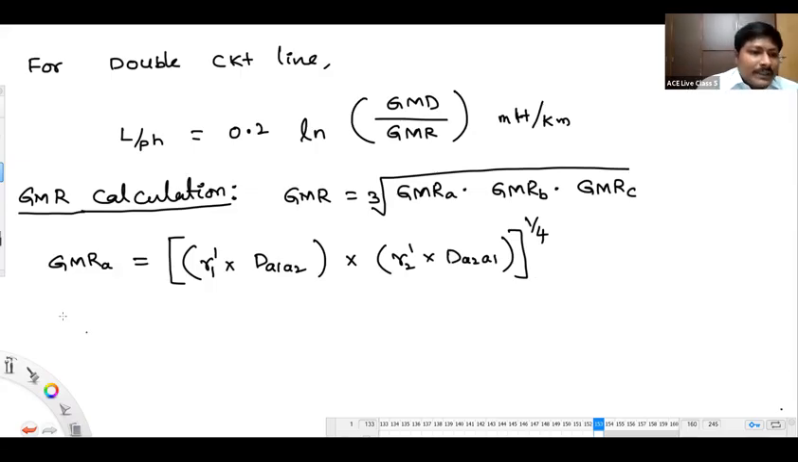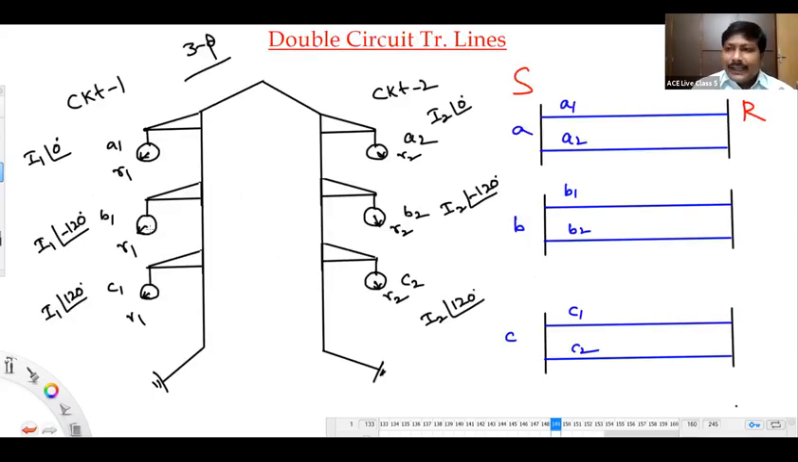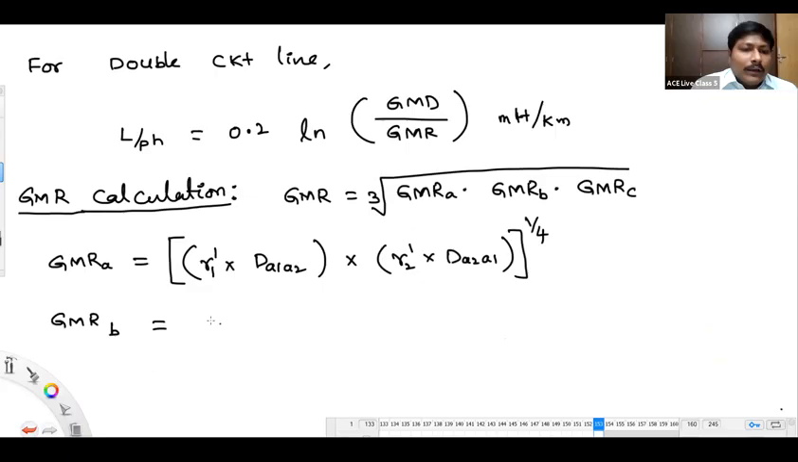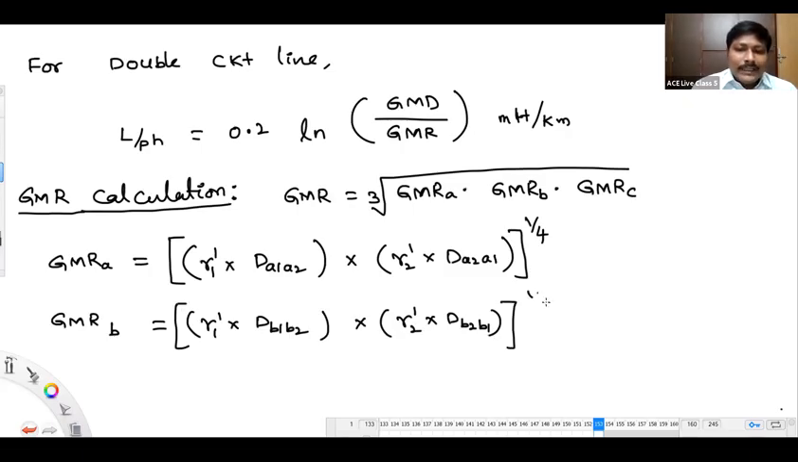Next one, GMR of phase B. Check this one now. Phase B: R1 dash, D B1 B2. For B2: R2 dash, D B2 B1. So R1 dash, D B1 B2, next R2 dash, D B2 B1, whole to the power 1 by 4. This is the GMR of phase B.